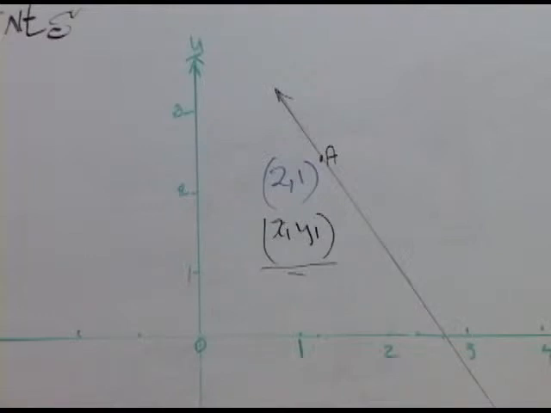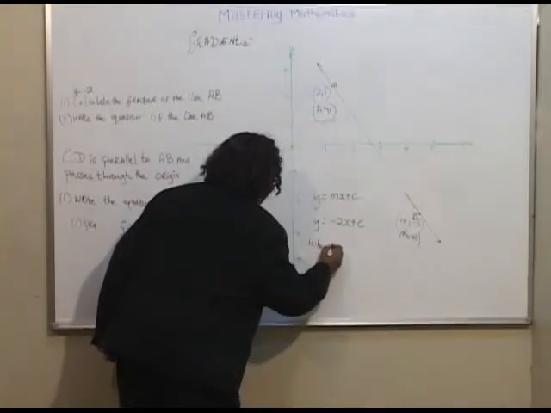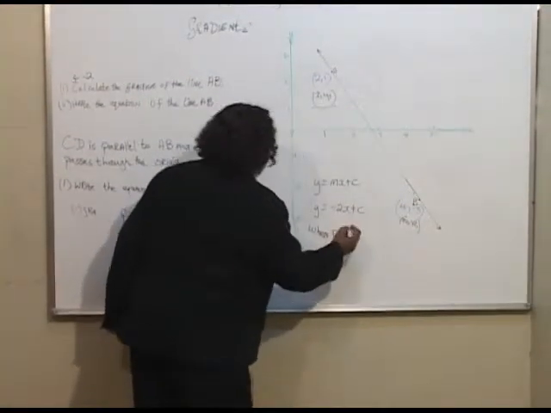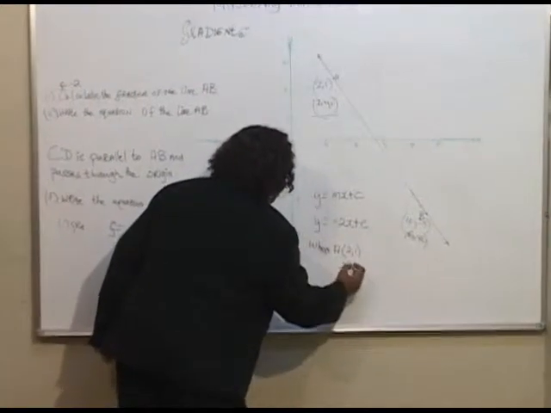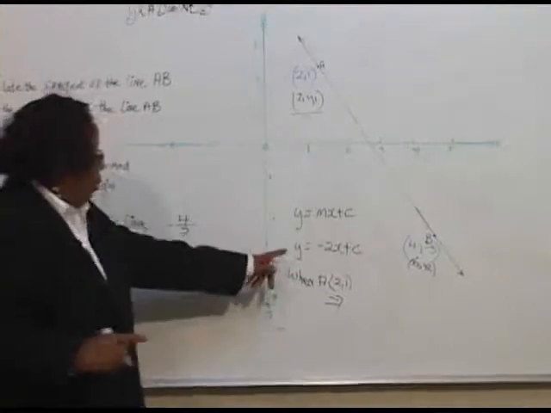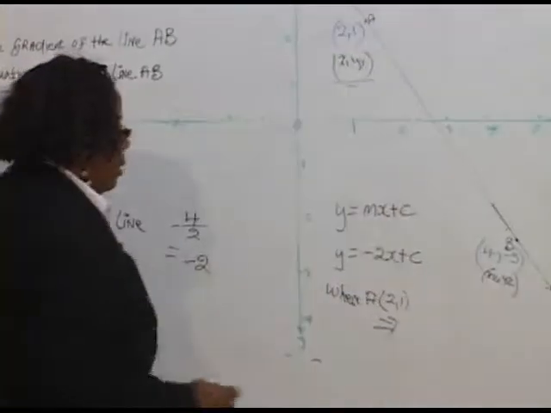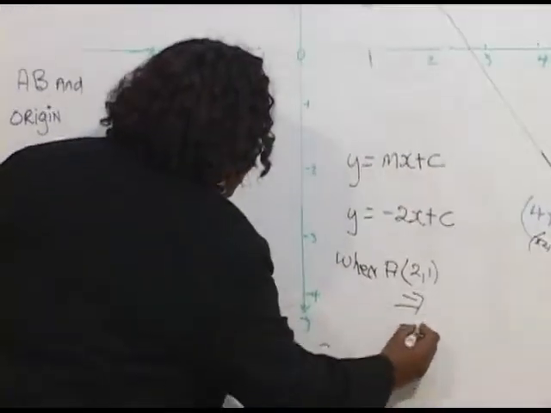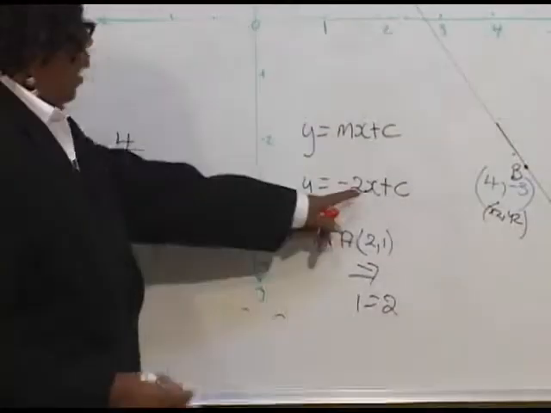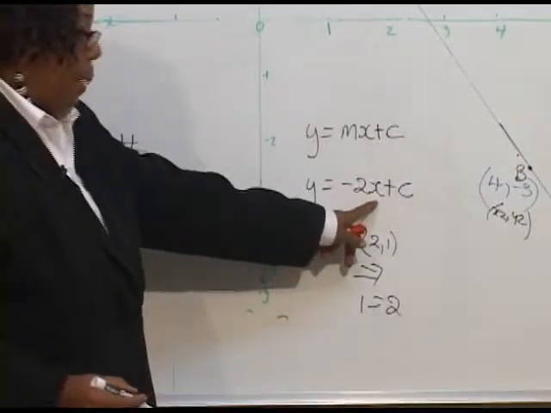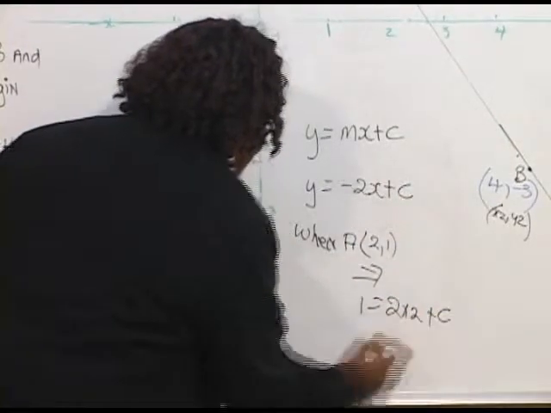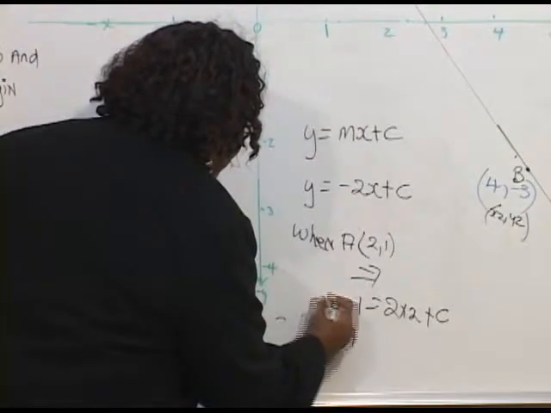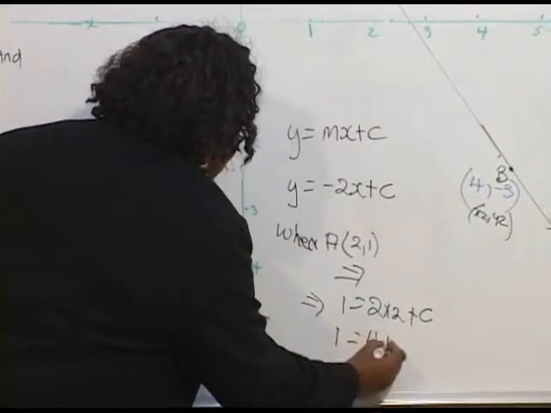All right. So here we're going to say when A, we have is equal to 2, 1. That would give us that. Where we have y, we're going to substitute the value 1 for it. So it would be 1 would be equal to 2. And in the equation where we have x, it's multiplied by 2. So it's 2 times 2, and it's plus c. So we would have 1 is equal to 4 plus c.